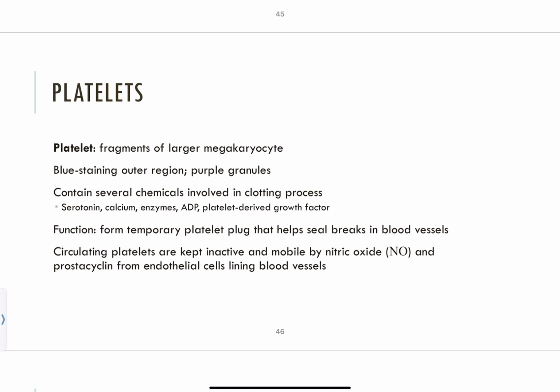blood vessel tear. So while they're circulating, how they are prevented from sticking together is by two chemicals. One is nitric oxide and the other is prostacyclin. So if we have healthy endothelial tissue or cells lining our blood vessels, meaning there's no damage, these healthy cells will secrete nitric oxide and prostacyclin, and those two chemicals prevent them from aggregating or sticking together.